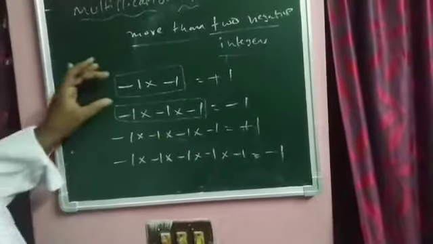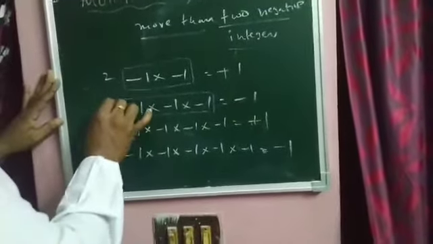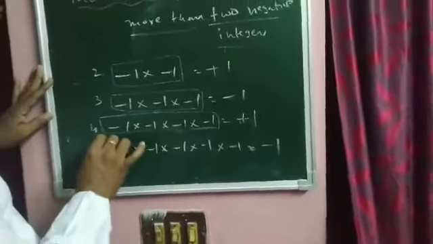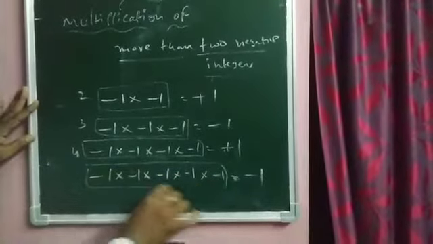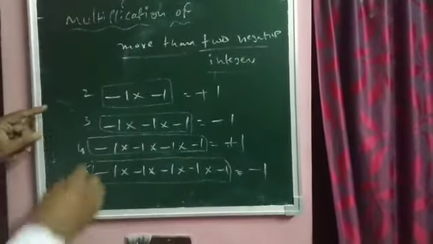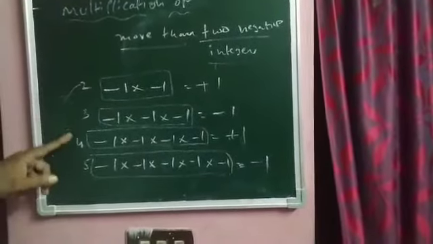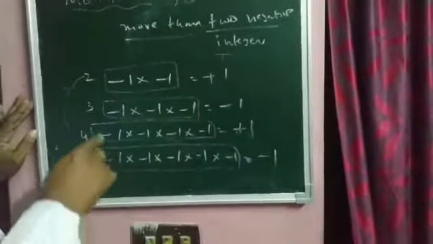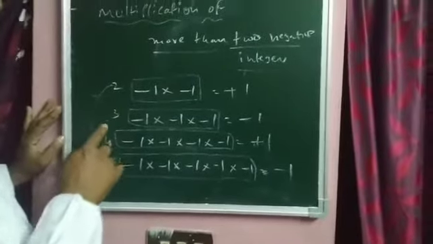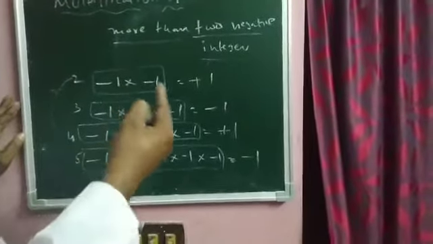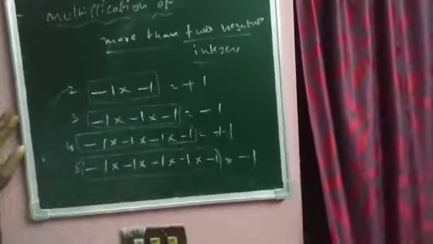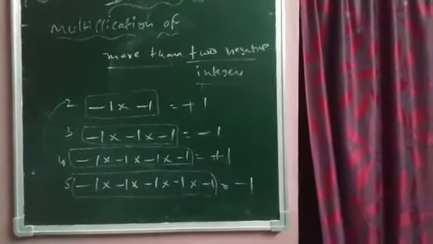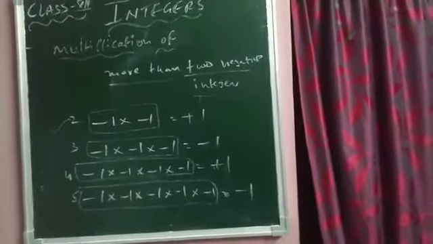Therefore, here 2, here 3, here 4, here 5. What you observe: for an even count, 2, 4, 6, the product of the negative integers is positive. For an odd count, 3, 5, 7, the product of the negative integers is negative. This is very important. Just learn it. Now we are going to exercise 4.